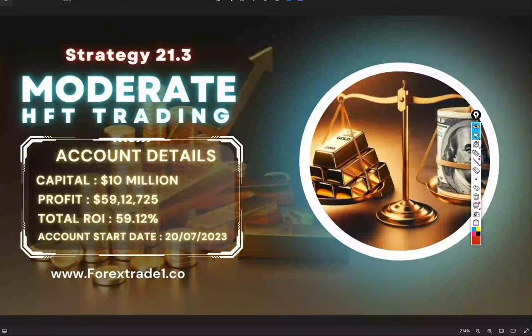So today we are updating about strategy 21.3, which is a moderate HFT trading strategy. Started with a capital of $10 million, total profit is $59,12,725. Almost 59.12% return is achieved, and the account start date is 20th of July, you can see.